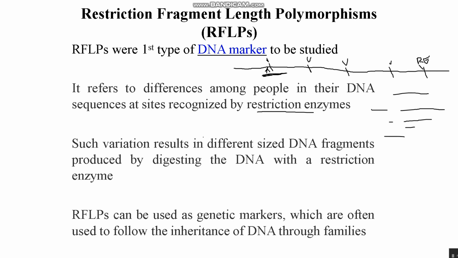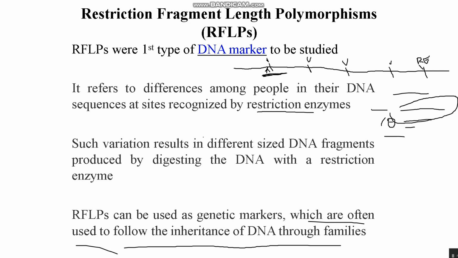RFLPs can be used as genetic markers, which are often used to follow the inheritance of DNA through families. It means if the restriction sites are very close to each other, they are inherited together. If the restriction sites are very far from each other, they are not always inherited together.